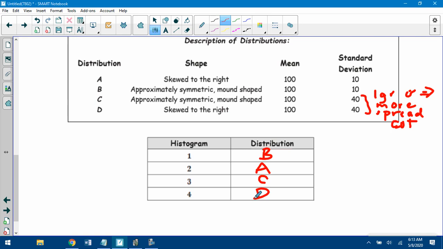Okay, so that's just a little visual about what standard deviation means. Next page.